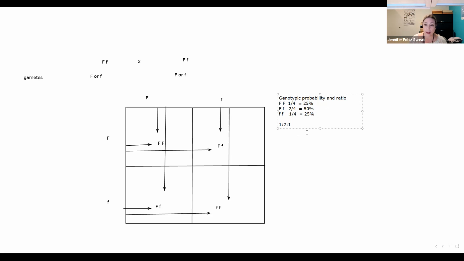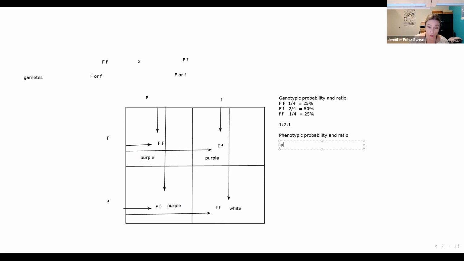So now let's look at our phenotypic ratio. In order to determine this, you have to look at the phenotypes that are represented in the offspring. So our first square, that would be purple flower because it has capital F. Second square would also be purple flower because you have a capital F. Third square, purple flower. But your fourth square is white because it is homozygous recessive.